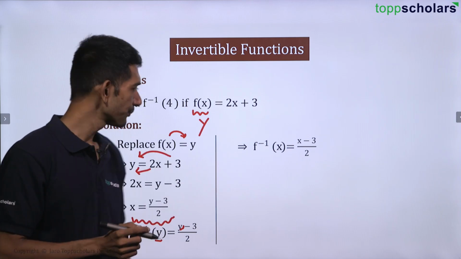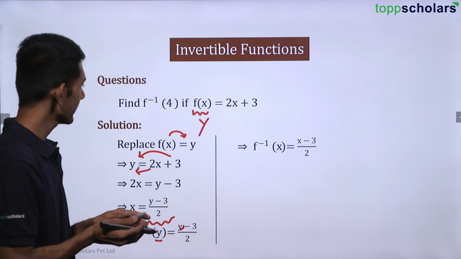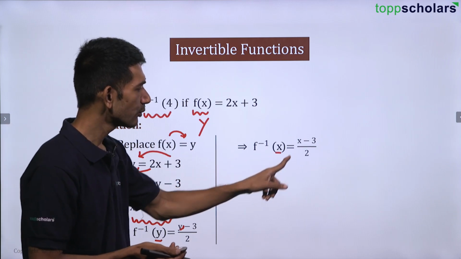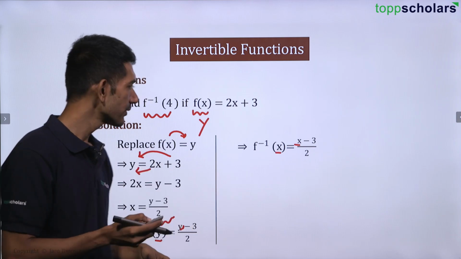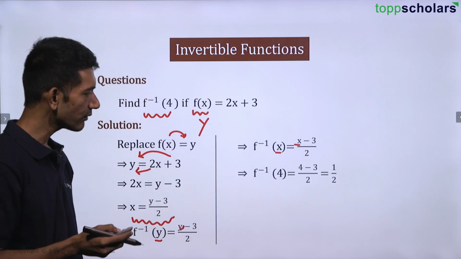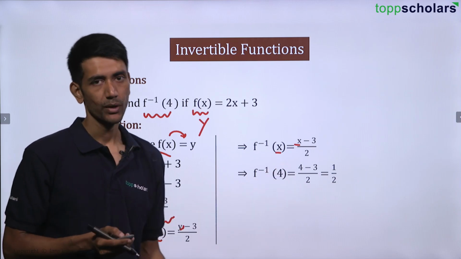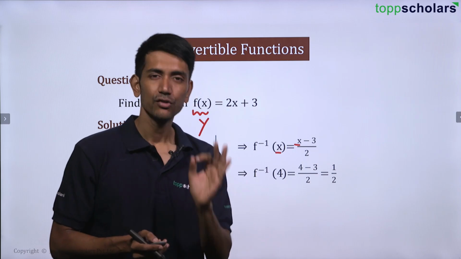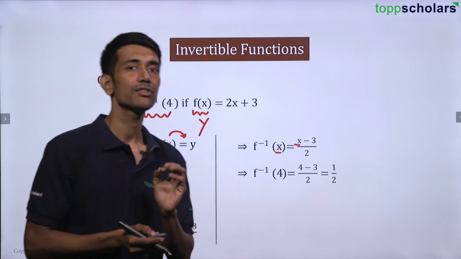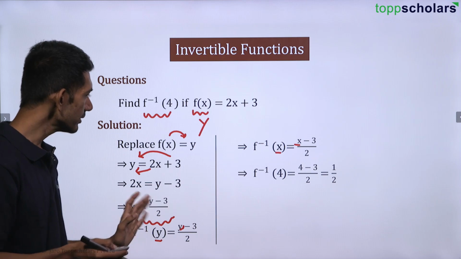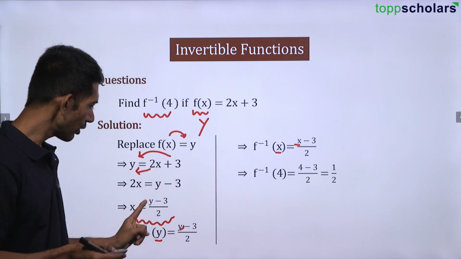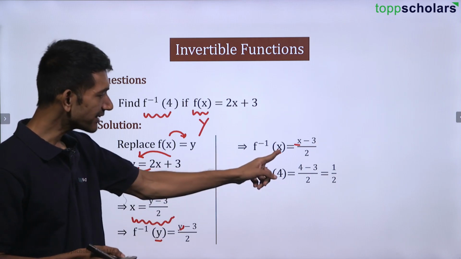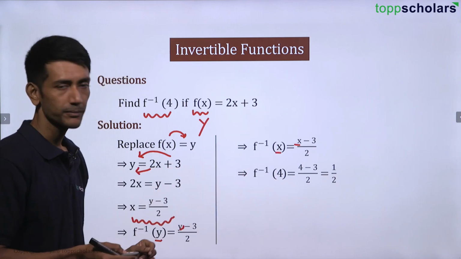I hope this is clear. And that's it. Because we want f inverse of 4, instead of x, you put 4 and you'll get the answer. So let us put 4 there. f inverse of 4 is equal to 4 minus 3 by 2, which is 1 by 2. So f inverse of 4 is 1 by 2. This is the final answer, which is the inverse. I hope this part is clear. Replace, solve, x becomes f inverse of y, then replace y with x again and you solve it.